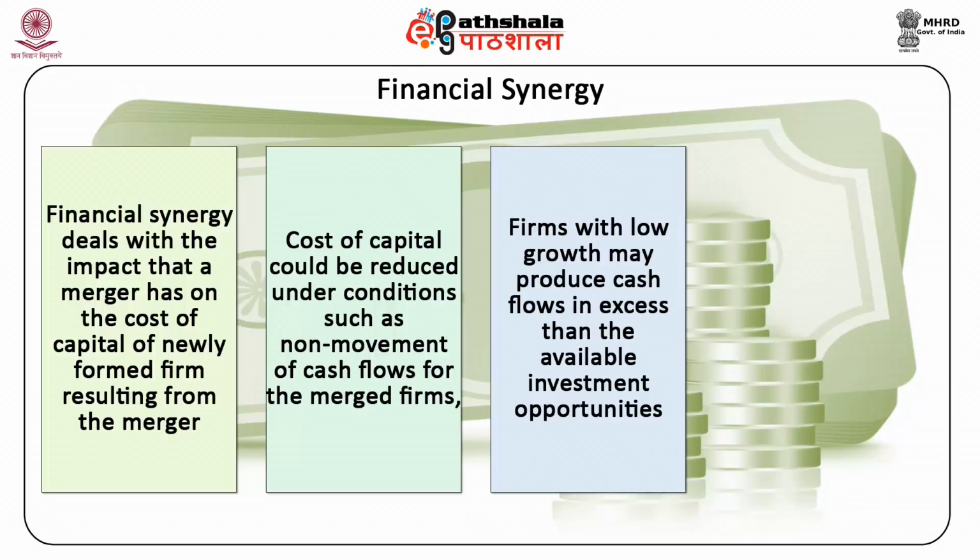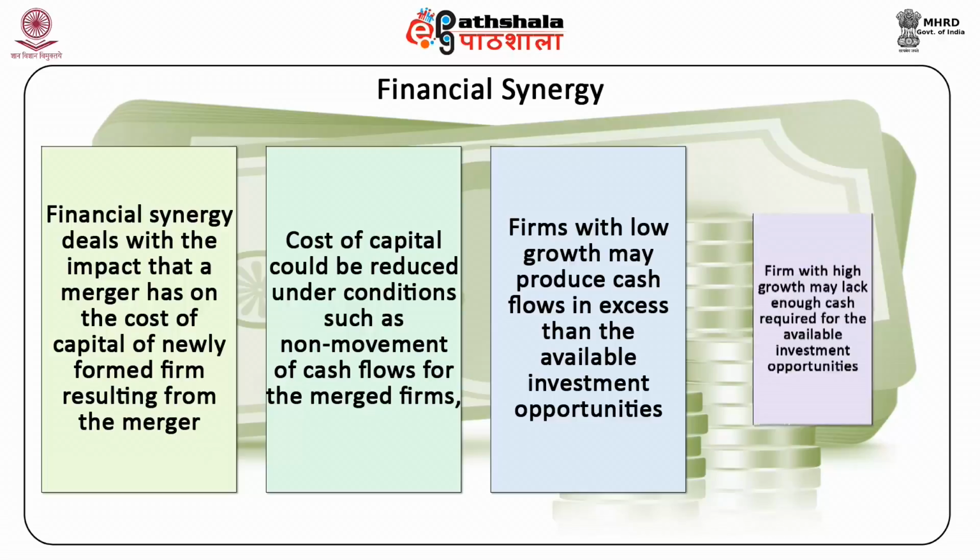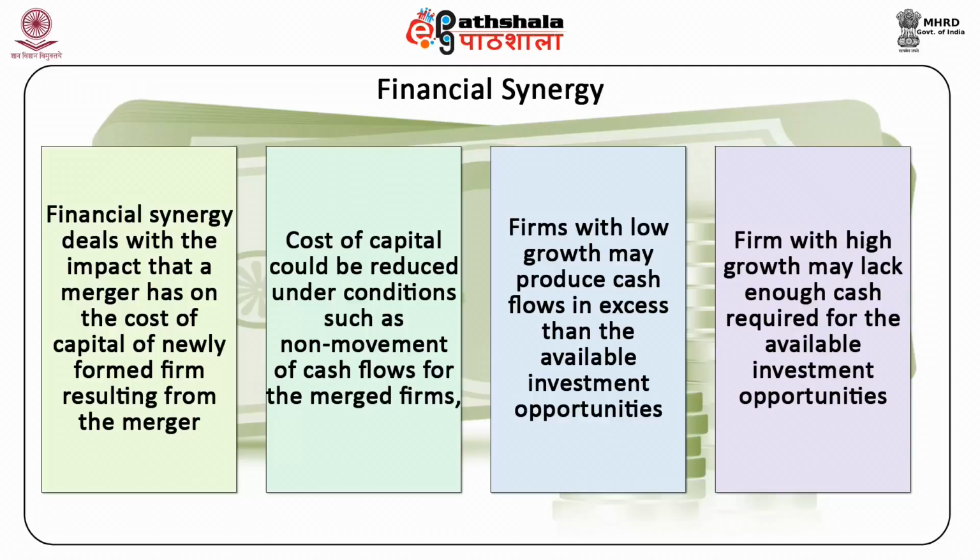Firms with low growth may produce cash flows in excess of the available investment opportunities. Another firm with high growth may lack enough cash required for the available investment opportunities. Thus, firms in a mature industry may have a lower cost of capital than the one in a high growth industry, and combining such firms could lower the average cost of capital of the merged firm.